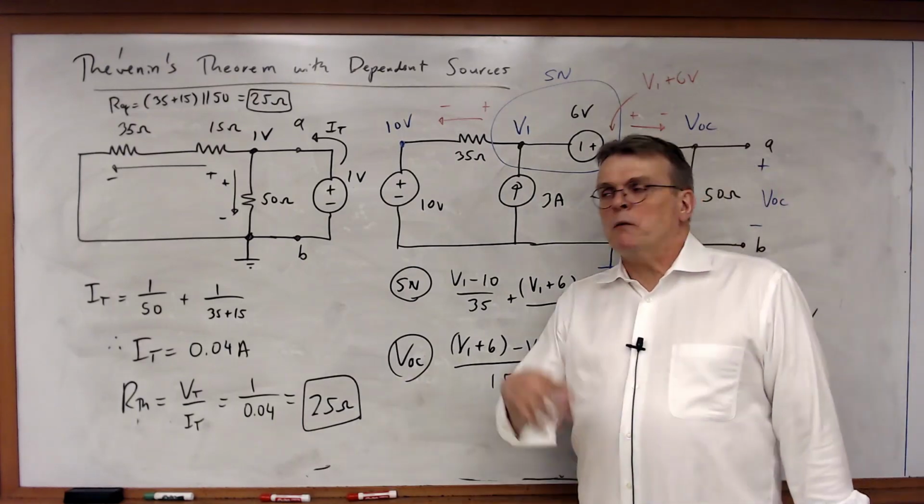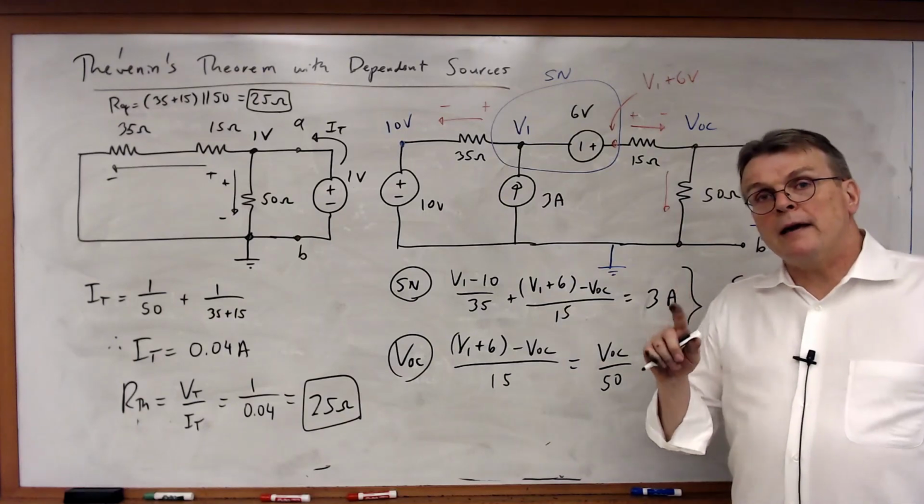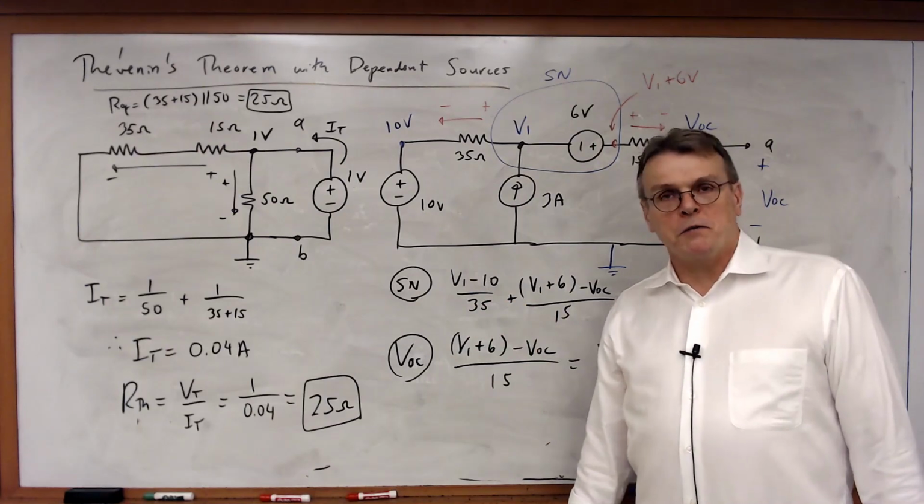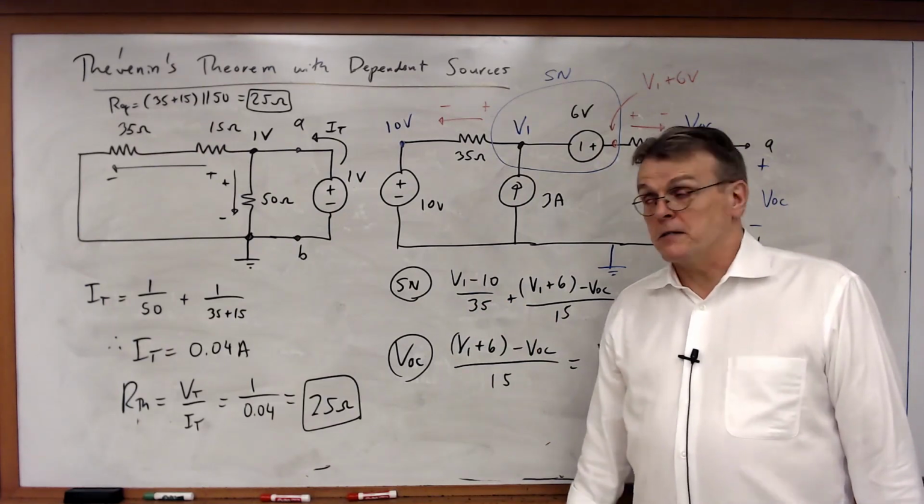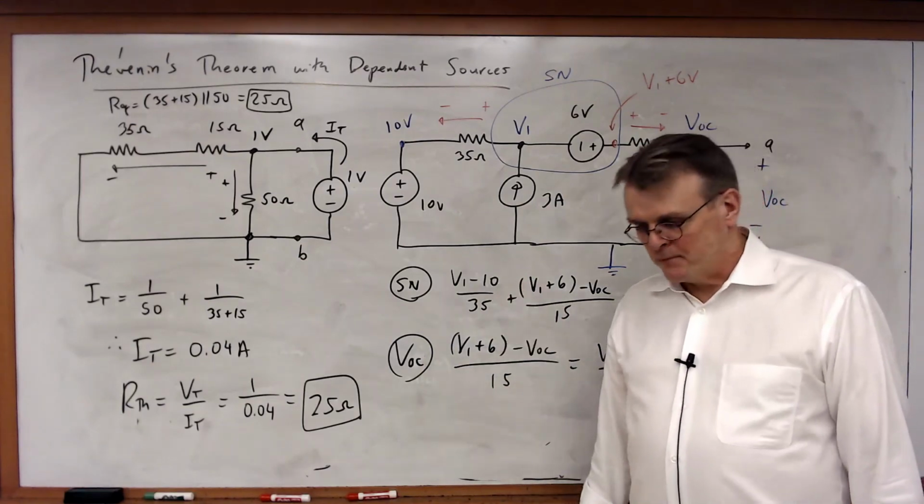Next time we'll look and work a couple more examples of Thevenin's theorem, and then we'll look at a parallel to Thevenin's theorem, which is Norton's theorem and what a Norton equivalent circuit is. And as we're going to see, a Norton equivalent circuit is actually a very simple thing. We'll look at that next time.